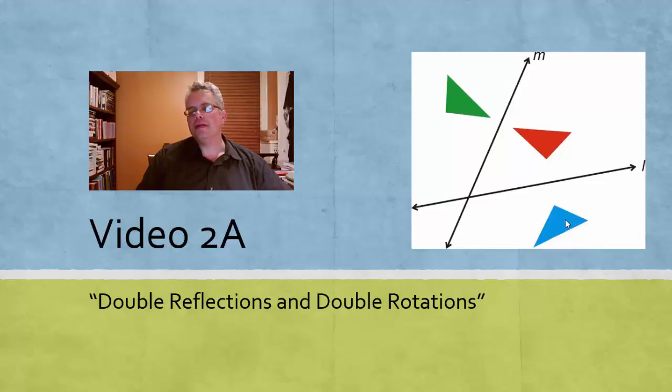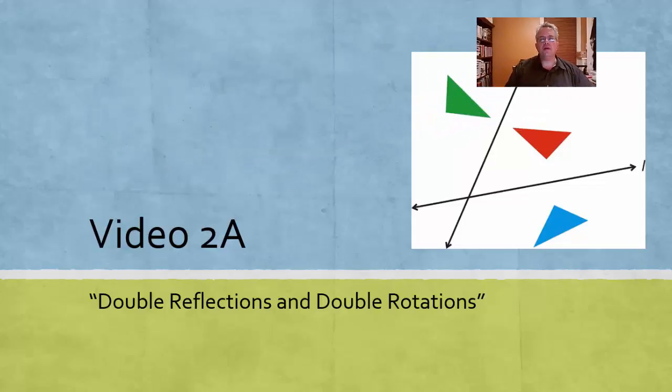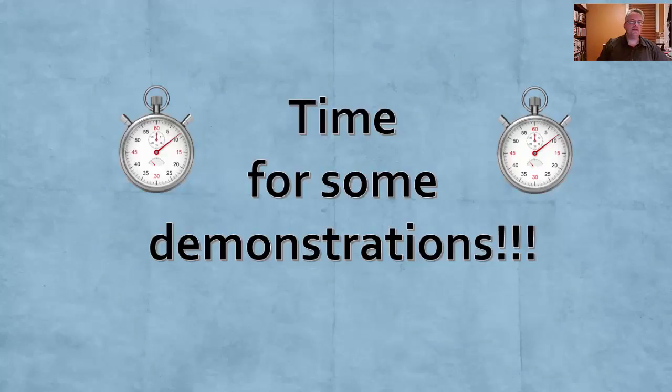And it turns out in this case, it looks like it was a rotation. If you rotate the blue triangle around this point right here, you would get the green triangle. So a double reflection like that is equal to a rotation. So we're going to look at some situations like that. Here we go. So first, some demonstrations.